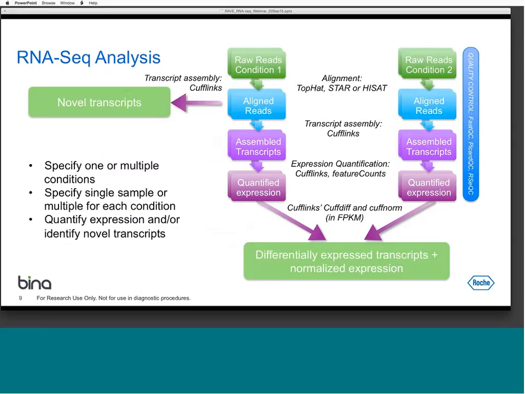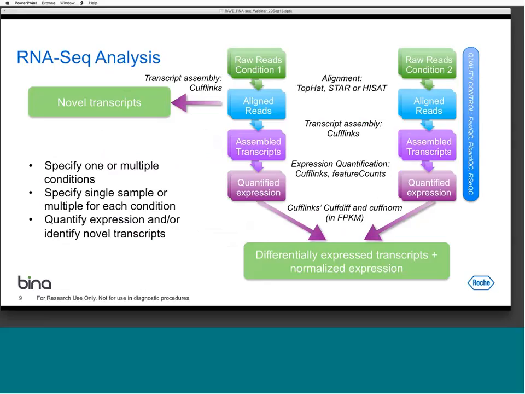And then to the analysis. So this is focused on the analytical methods that are available through our secondary analysis solution, Bina. As I mentioned, you're looking at least 2 samples representing 2 different conditions, and ideally you'll have replicates for each of those conditions. And so you'll start with the raw reads, and alignment will be performed with your choice of TopHat, STAR, or HISAT, or all 3.